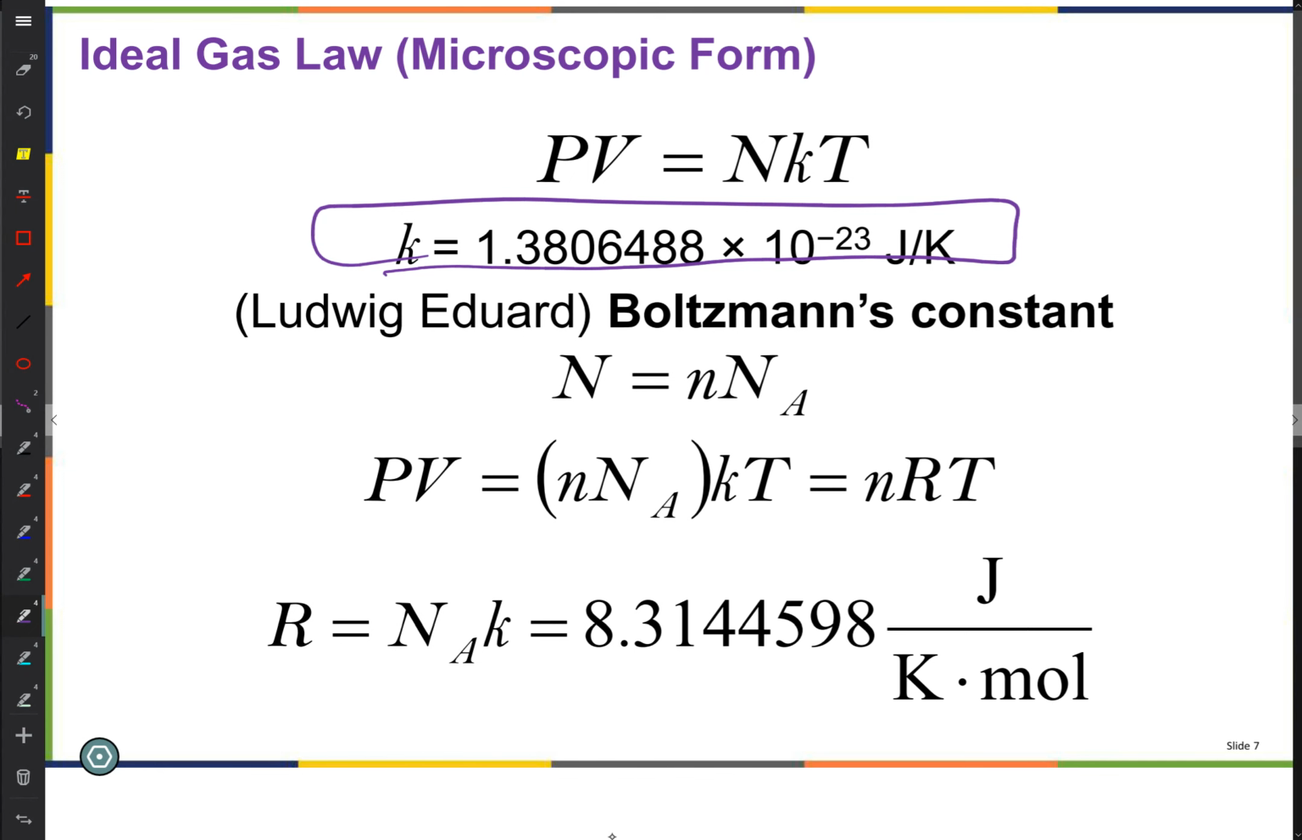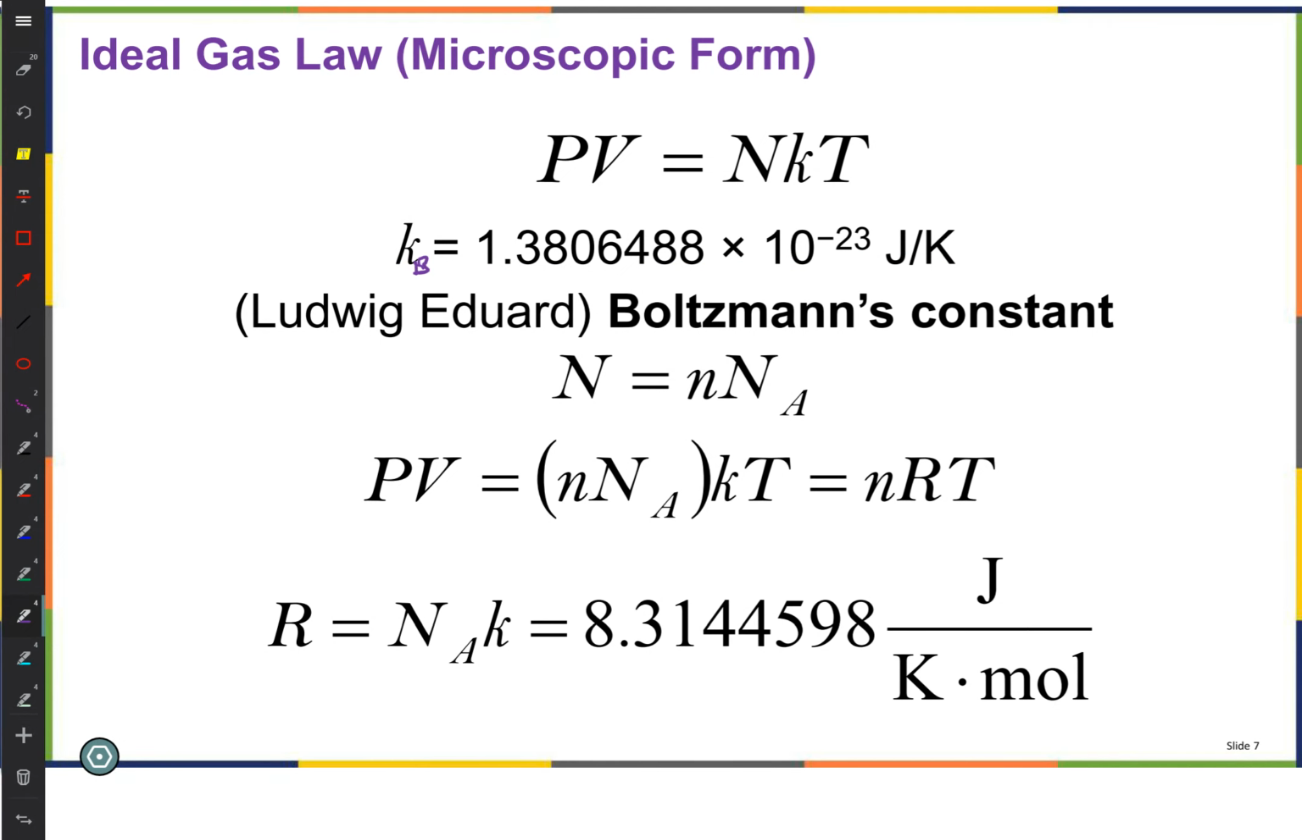Sometimes we'll put a subscript of B here for the word Boltzmann, because K in physics is an abbreviation for constant. And so we have lots of Ks. Where else have you seen K? Kelvin. Okay, the units for Kelvin, that's true. Hooke's law, that's what I was looking for.